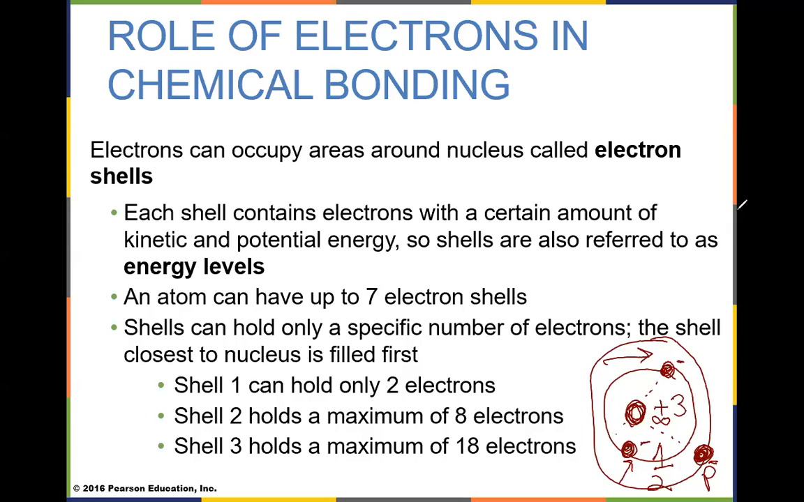Now, the first shell will only hold a max of 2 electrons. The second shell can hold up to 8 electrons. And the third shell can either hold 8 or 18, it just depends on what the atom is. Now, there's 7 different shells, but we don't need to worry because the atoms and molecules we deal with never get past the third shell.